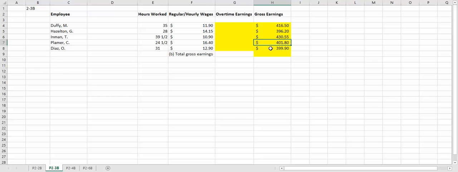Since we did not use any formulas in our gross earnings, we can actually let Excel do the auto sum. We can let Excel just do the addition for us. So that's all you would have to do for 2-3.